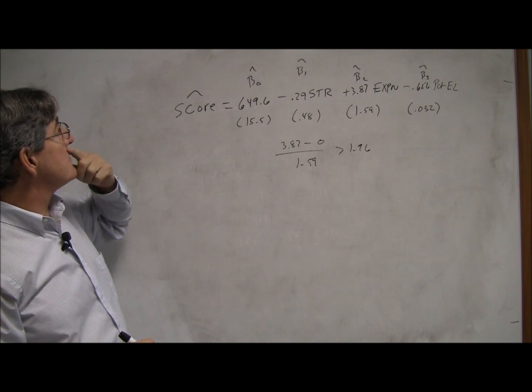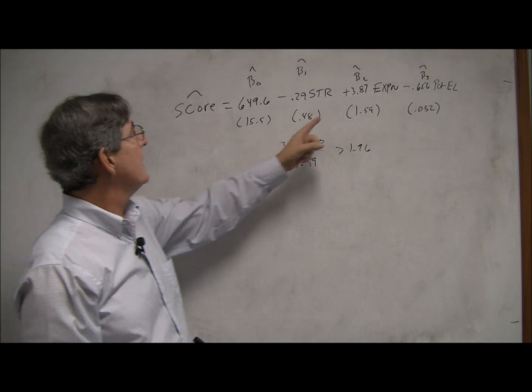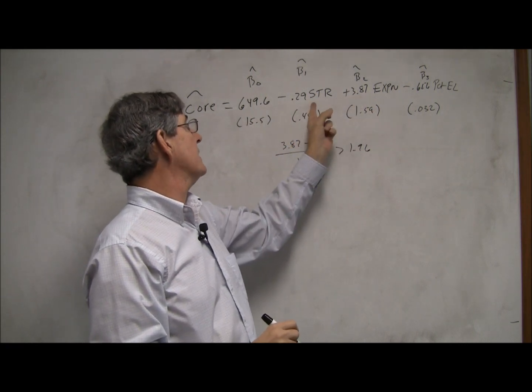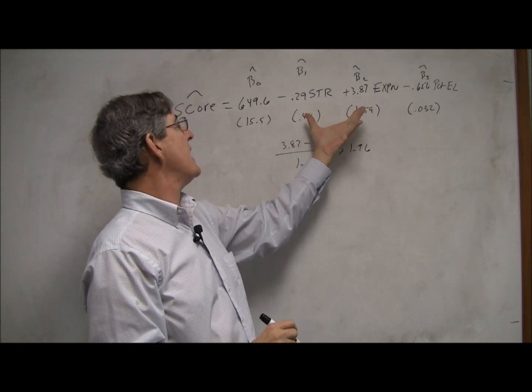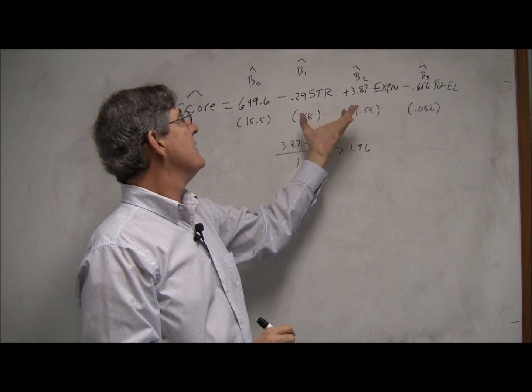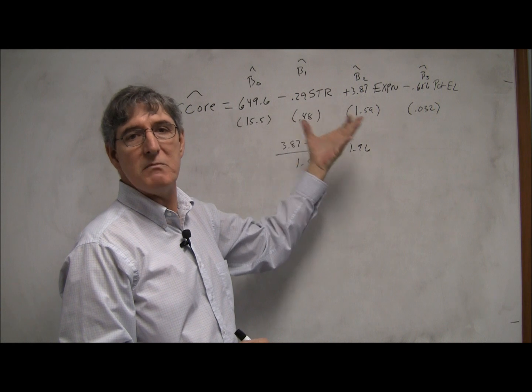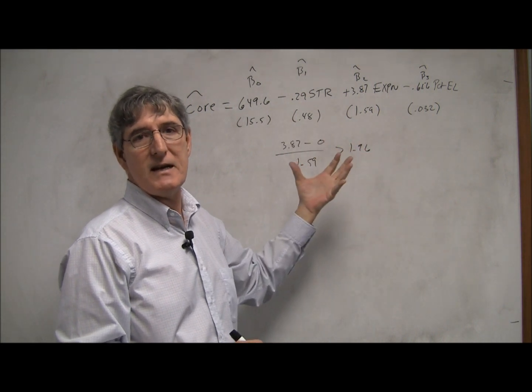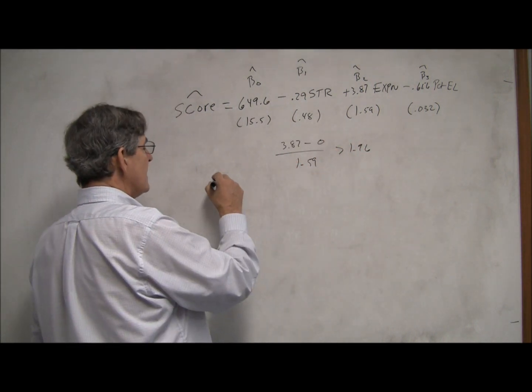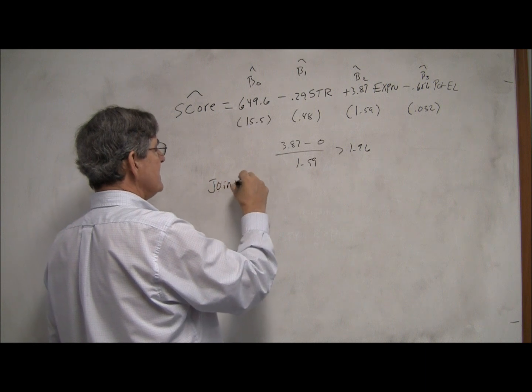But sometimes what will happen with multicollinearity is both of these will be 0. You'll fail to reject that both of those are 0. That doesn't mean, though, that they're not important. What we have to do is a joint test because the multicollinearity messes up the t-test. So we're going to start looking at joint hypotheses.